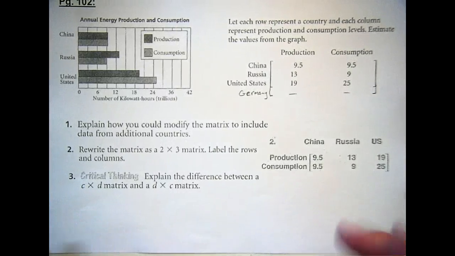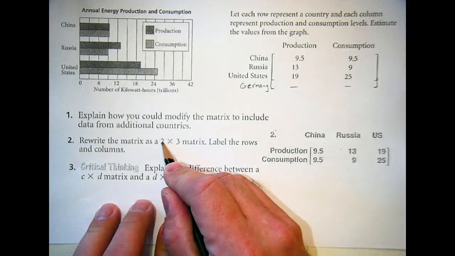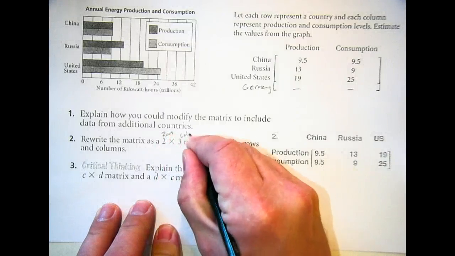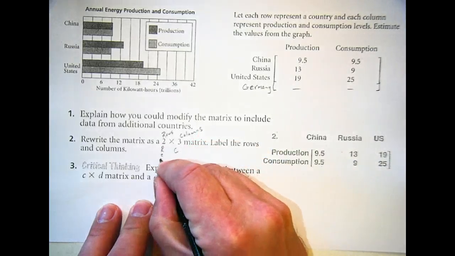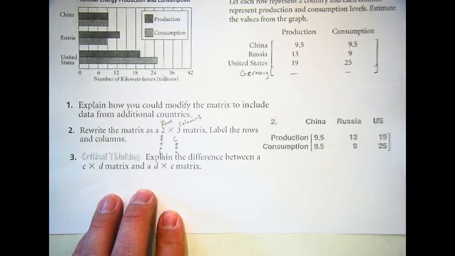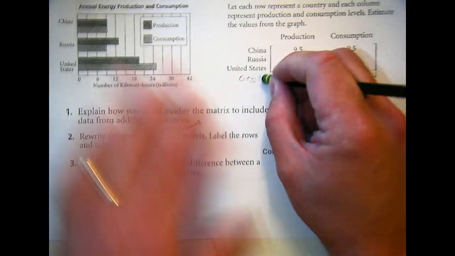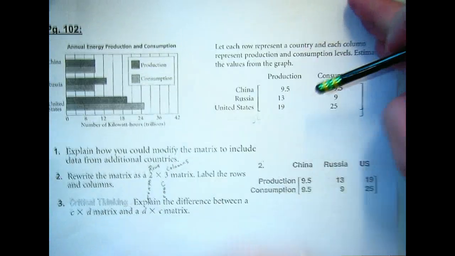Sorry. So add a row. Number 2, rewrite the matrix as a 2 by 3. Now 2 means, what does this stand for? Rows by columns. So if you'd forgotten that, remember it's rows by columns, or really cool, right? Try to remember it because it's a really cool way of remembering it. Rows by columns. This lesson is going to be really cool. So label the rows and columns. So if we rearrange this, now let me take Germany out of there because they didn't make the cut here. Sorry, Germany.